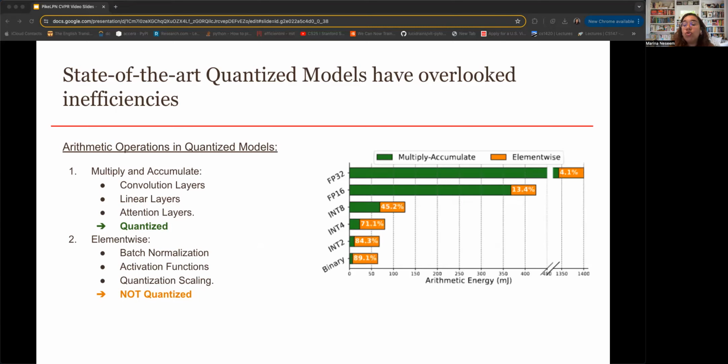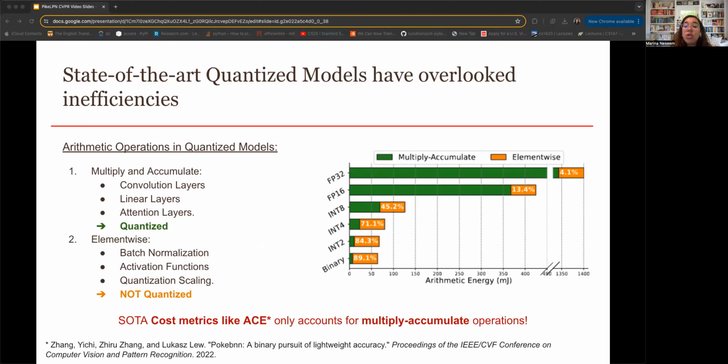This figure here shows the contribution of both quantized multiply accumulate operation and non-quantized element-wise operations to the arithmetic energy consumption at different precision. And we can see that for full precision models, the cost is dominated by the multiply accumulate operations, but it keeps going up for lower precision models, reaching almost 90% of the total cost in binary models. Now, the problem is that existing cost metrics only account for multiply accumulate operation and leave out the element-wise operation, which misleads anyone who uses those metrics to guide their design process for low precision quantized models.